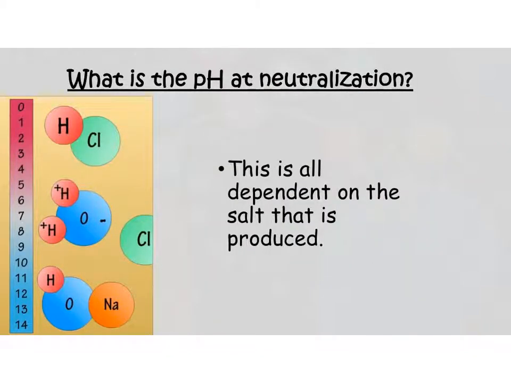All right, so let's talk about the pH at the neutralization point. So neutral, most people think, oh, that means 7, right? Well, it all depends on what kind of salt you produce as to what your pH is going to be. And we're going to talk about that in the next podcast.